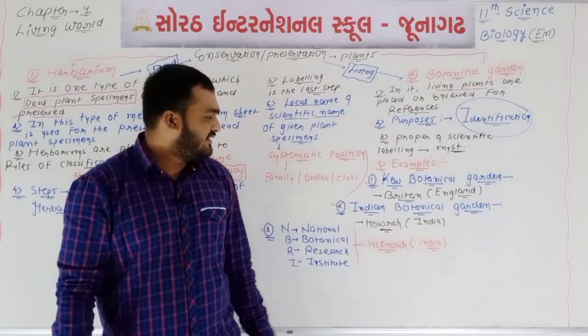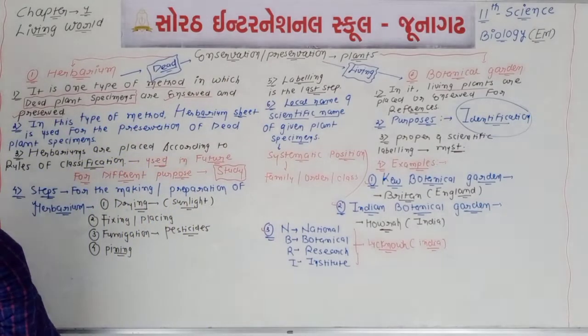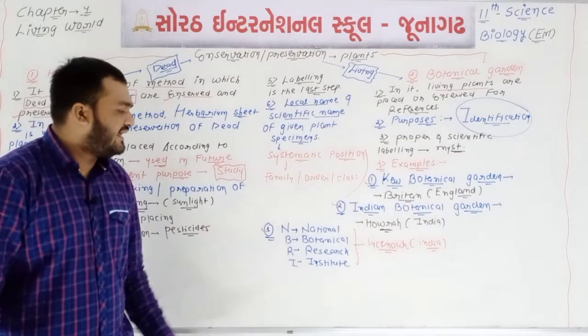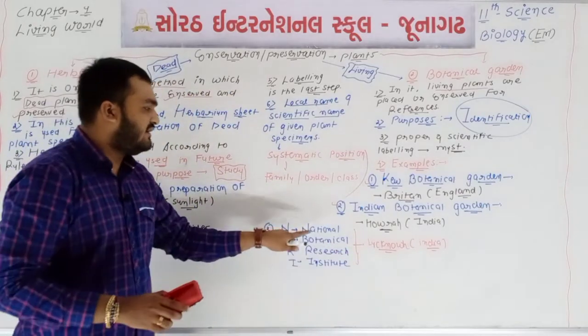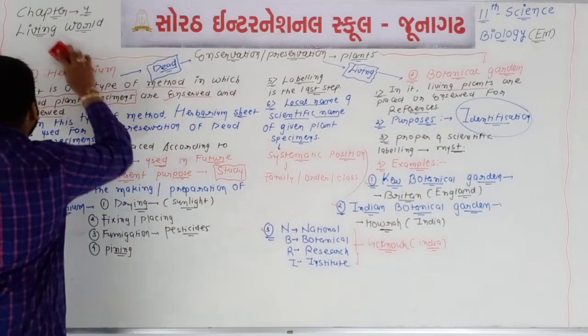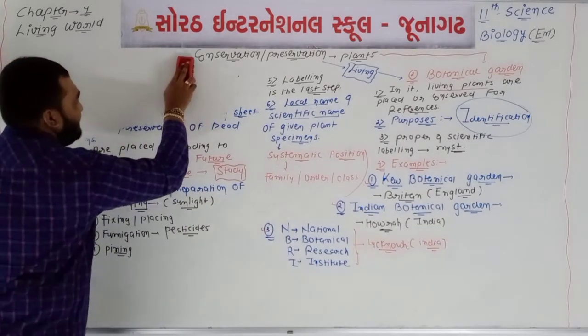Example: Kew Botanical Garden, Britain, which means the country England. Indian Botanical Garden, which is located in Howrah, West Bengal in India. And the last one is NBRI. See, the full form of NBRI is important: National Botanical Research Institute, which is located in Lucknow, found in India. So we can say that the first part of today's video lecture is 100% completed.